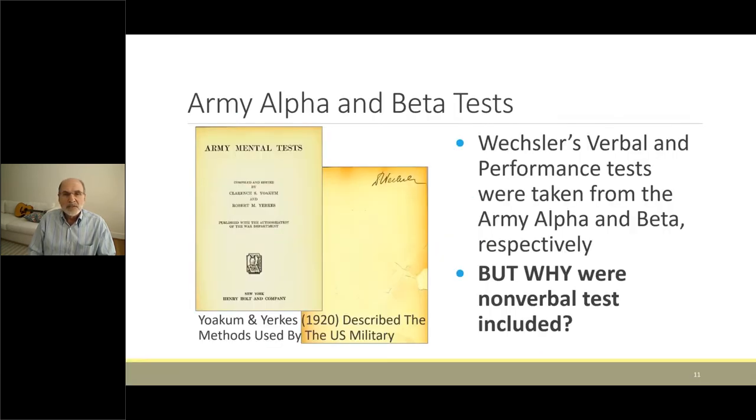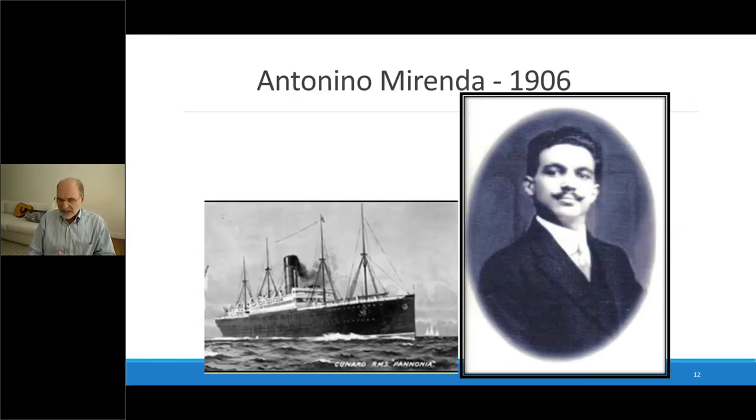Now, take a look at whose book I made a copy of. Weschler was a military examiner. He gave the Army Alpha and the Army Beta. And really, Weschler had verbal and nonverbal portions of his test, right? But why did he have nonverbal tests? Just like the military, why did they have that?